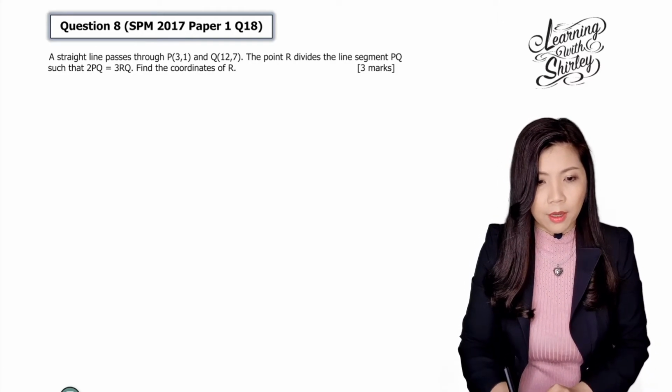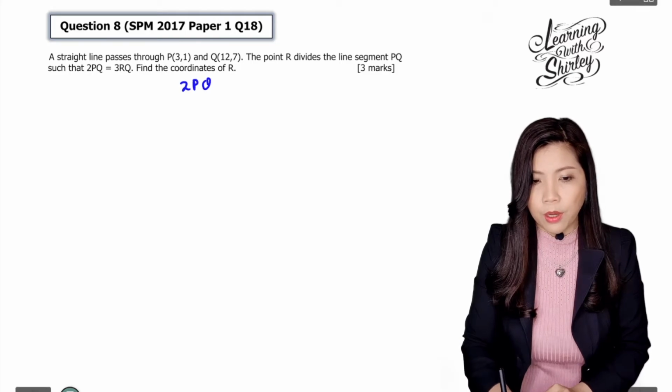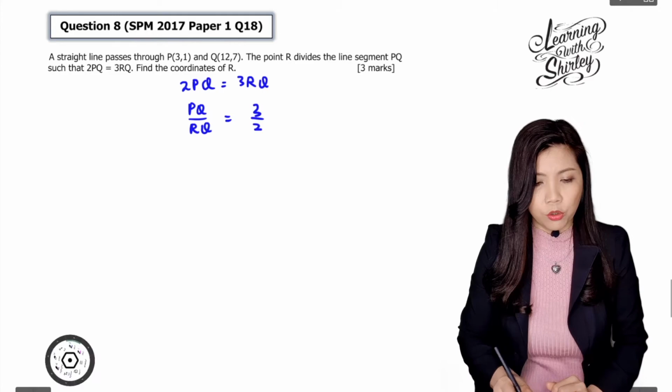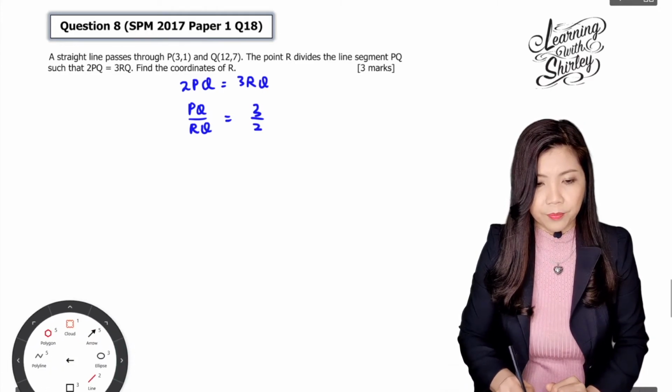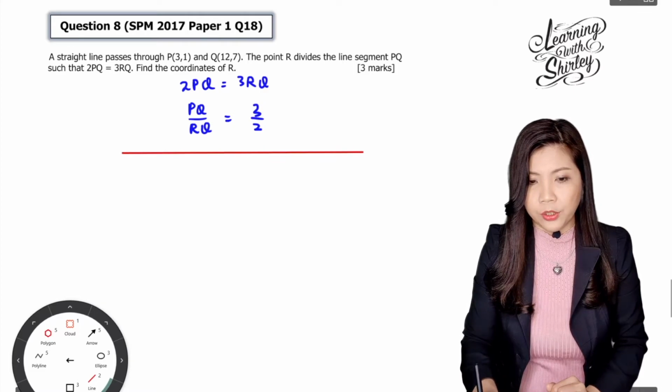So I'm going to write this down first to find the ratio. 2PQ equals 3RQ. So PQ over RQ will be 3 over 2. Now I'm going to draw a line segment, so that we can see clearly where the coordinates are, and also we can label the ratio.